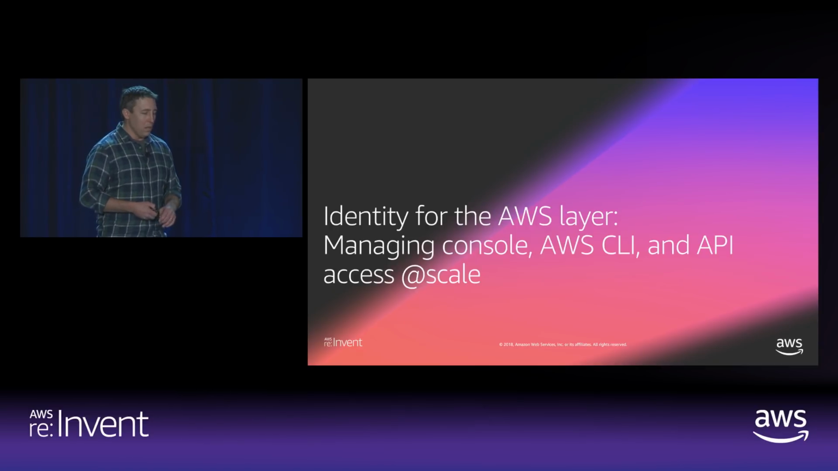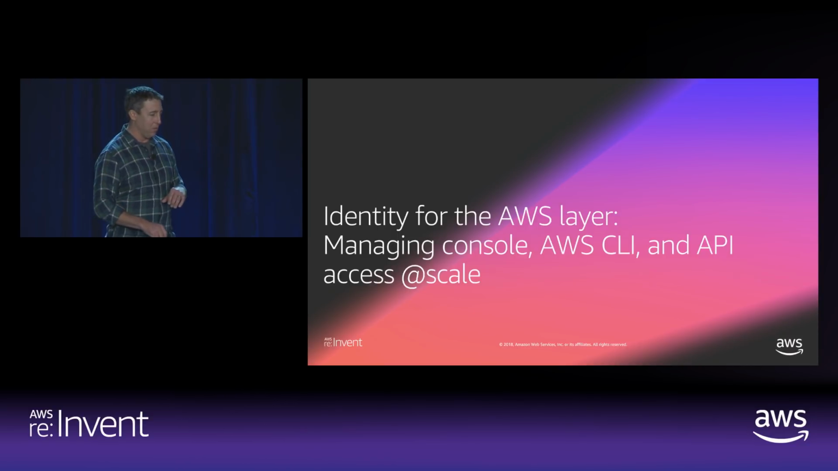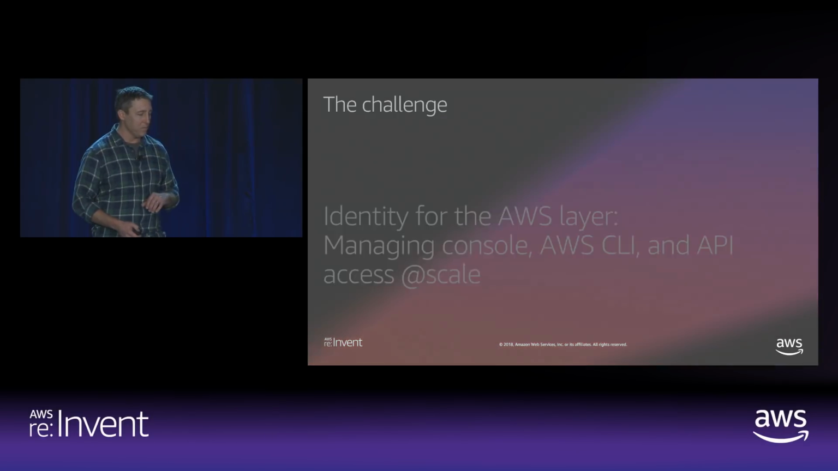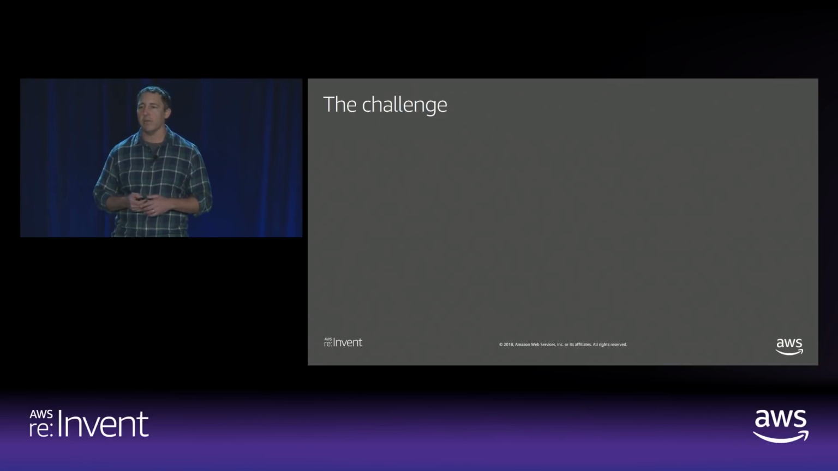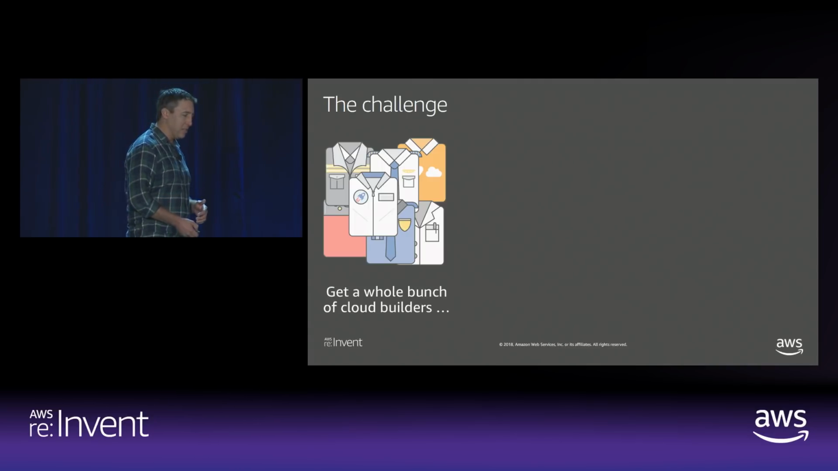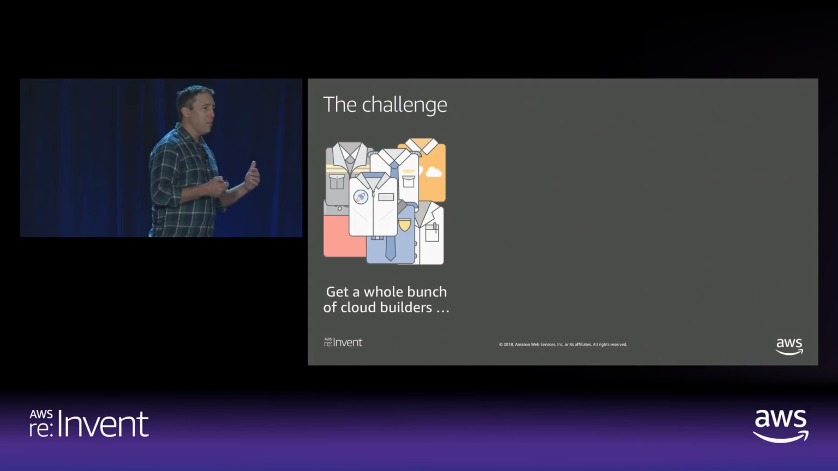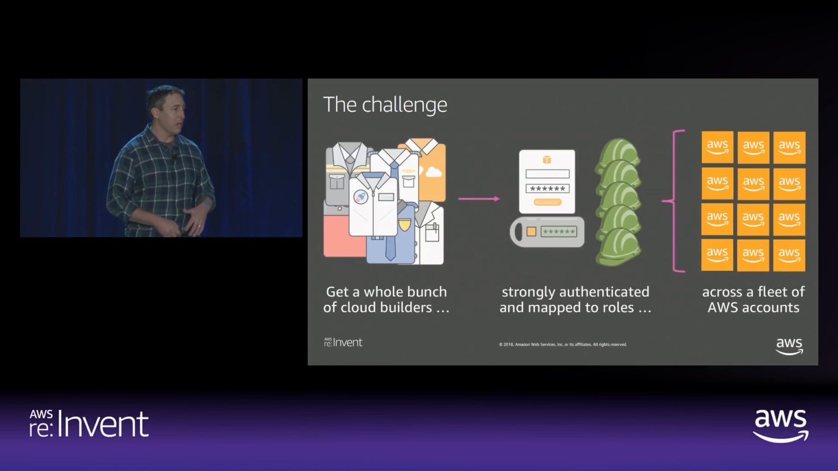All right. Okay, so hopefully that was just a super fast grounding, and now let's jump into the good stuff. The first topic I want to go through is, let's dive further into some details on that bottom layer of our cake, how we do identity for the platform layer. And I almost didn't do this section of my talk because I've done this particular topic quite a number of times in summits and re:Invent talks past, but I still find that there's a lot of folks struggling to figure out how to best get a whole bunch of cloud builders strongly authenticated into roles across a large fleet of AWS accounts. This is not a new problem.